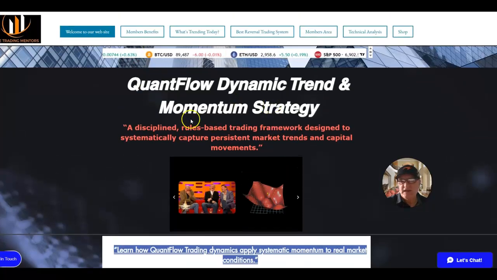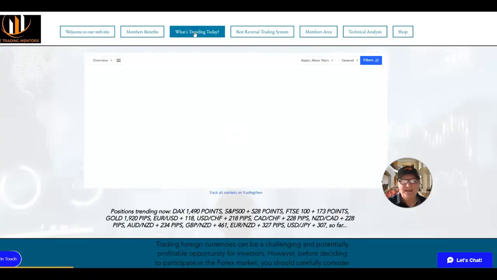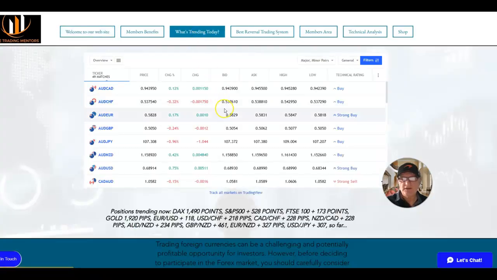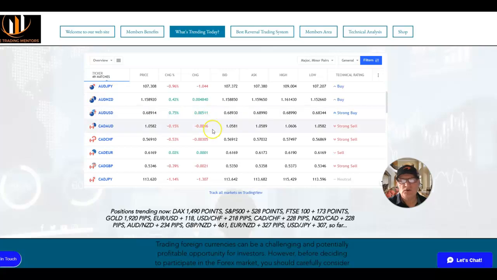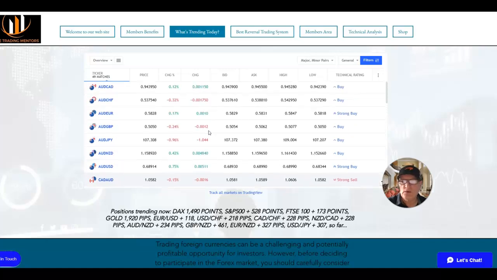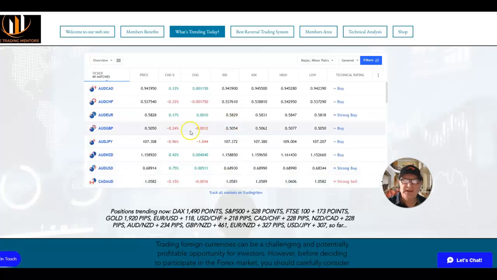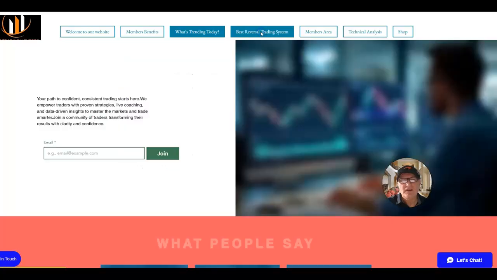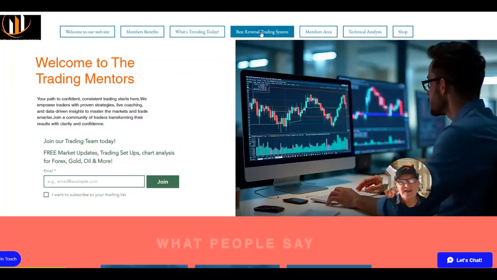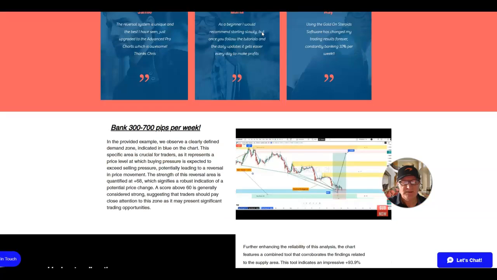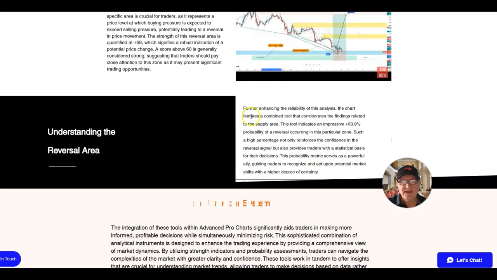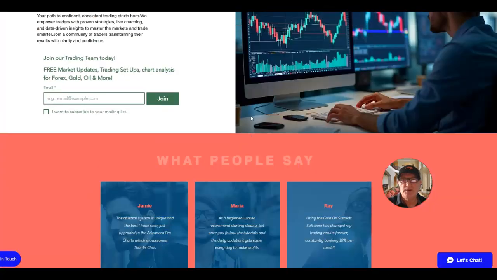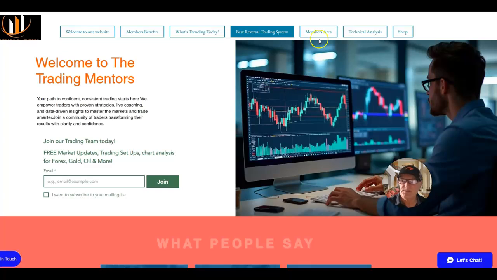Now, there's a few things here which are interesting and free. What's trending today is really good, and what you're looking for is strong buys and strong sells, because they're the ones that you want to be in. So pre-London Open, pre-New York Open, they're the ones to be getting into. If you're interested in the reversal trading system that we have, there's an explanation of how that works down there. And if you're interested, you can purchase that with all the coaching that comes with it.